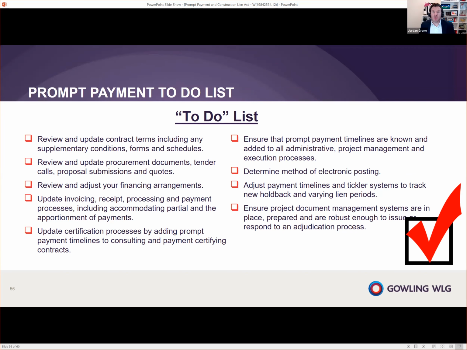So this takes us to the last slide of our presentation, which is a bit of a to-do list that we wanted to put together. This might be another one you want to print out and put on your bulletin board, because it's not an all-inclusive list, but it's certainly a lot of the things we want you to be thinking about prior to that August 29th date. So what's on our to-do list?